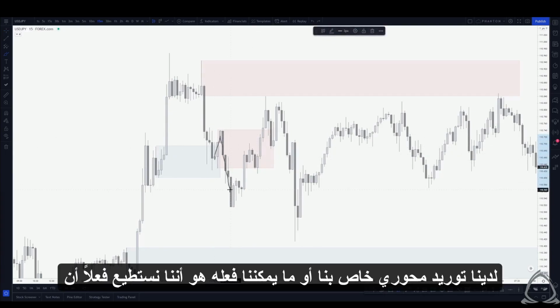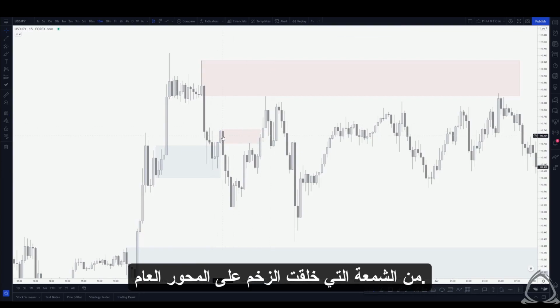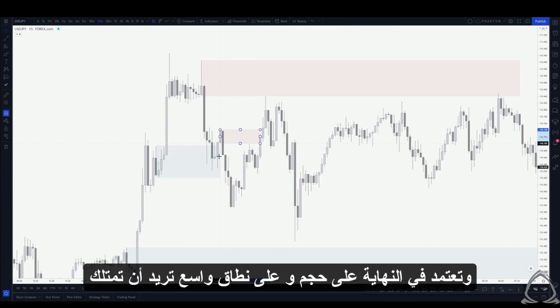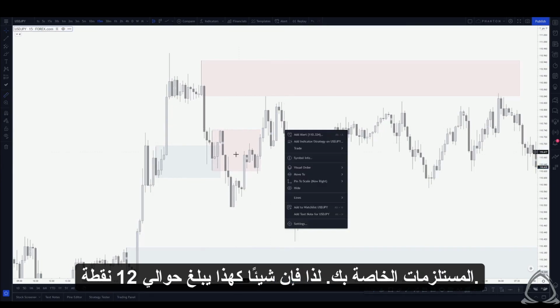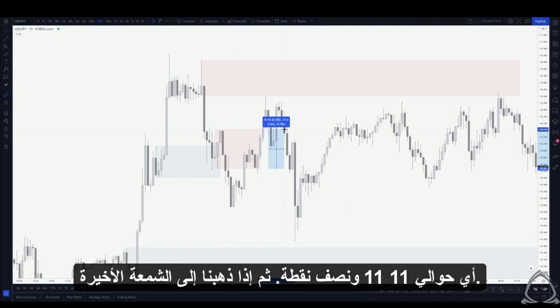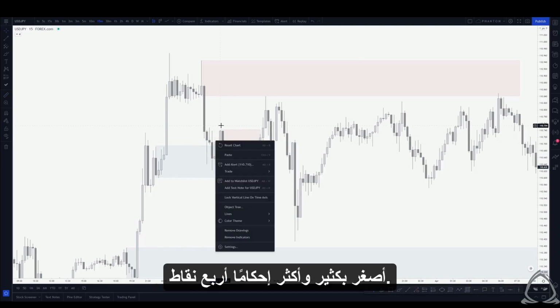We have our range created supply. We have our pivot supply, or what we can do is refine it one step further and go to more of the candle that created the momentum on the overall pivot. So we have 3 different ways to map out this particular supply zone, all of which are valid, depending on how big and wide you want your supply zone. So something like this is about 12 pips. If we move to the pivot in itself, it doesn't really make it that much smaller, which is about 11 and a half pips. And then if we go to that last candle, this is where you'll get a much smaller, tighter, and more refined zone of 4 pips.